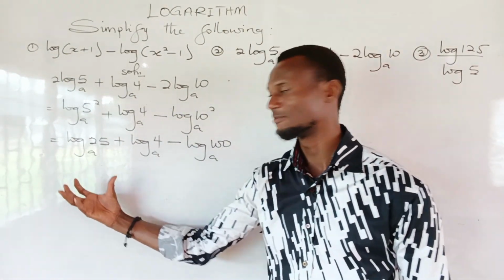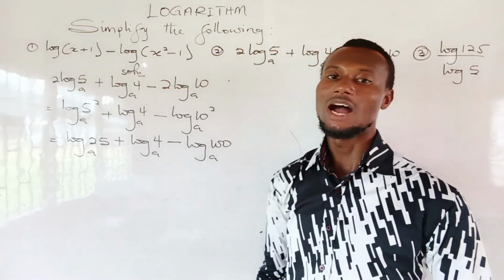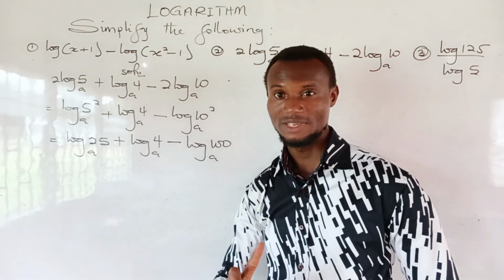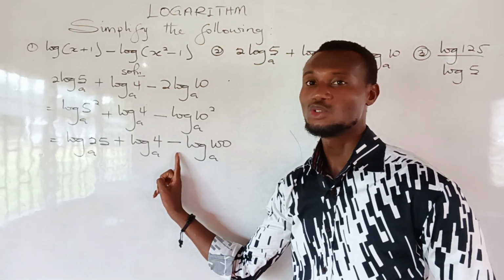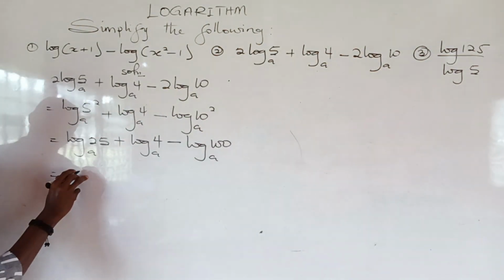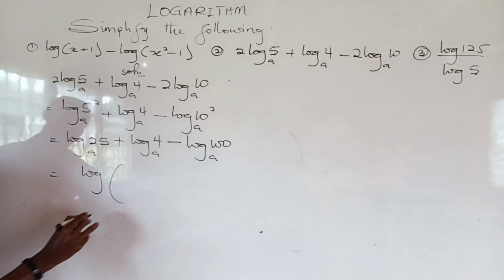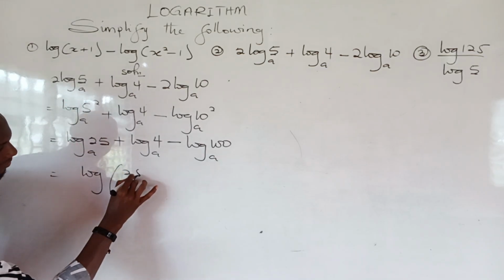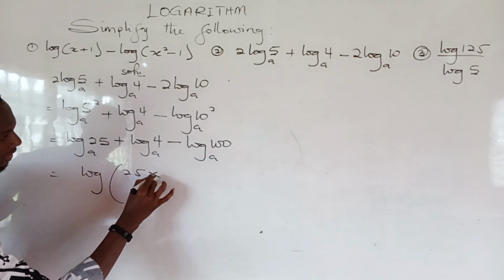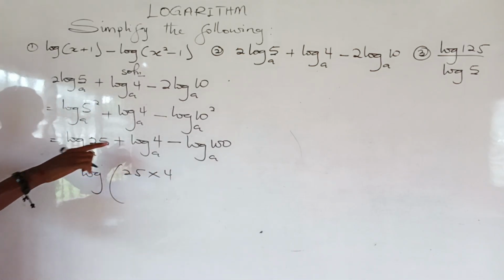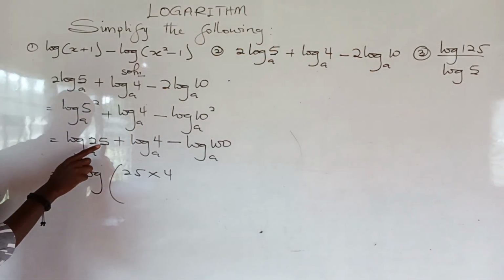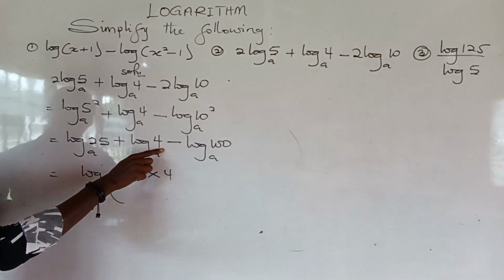So now from here, let's apply our product rule and quotient rule, because I'm seeing addition here, so the product rule needs to come to mind, and I'm also seeing subtraction here, so the quotient rule has to come to mind. So you write your log, and I'm going to have my 25 times 4, because we are applying the product rule. It means multiplication. So it's going to be 25 times the 4, which is here.